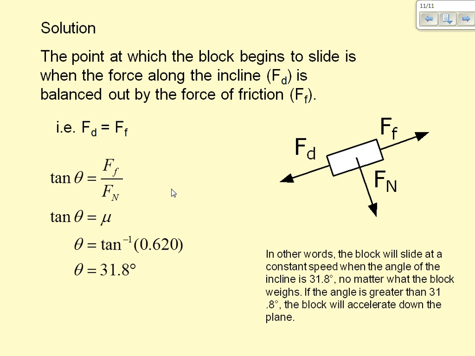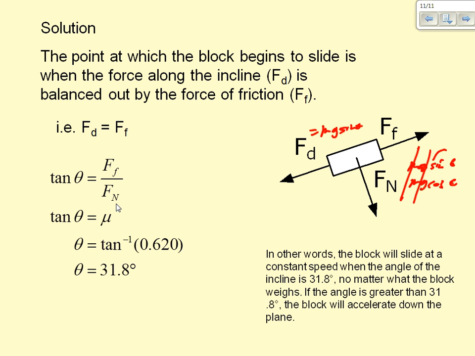In other words, the block will slide at a constant speed whether the angle of the incline is 31.8, no matter what the block weighs. Did the weight of the block matter at all here? No. Interestingly enough, the weight of the block doesn't matter. Do you see any mass in here? No. Well, the greater the mass, the greater the Fn, right? But remember, Fd is equal to mg sine theta, and this is mg cos theta. So when you go FF over Fn, you've got mg sine theta over mg cos theta. The m's and the g's cancel.